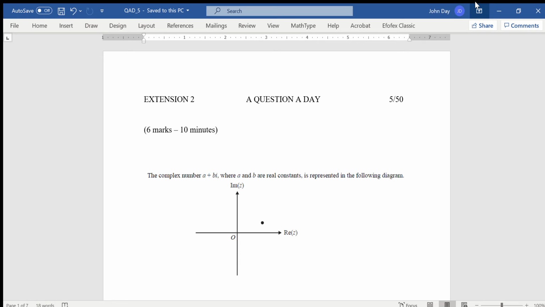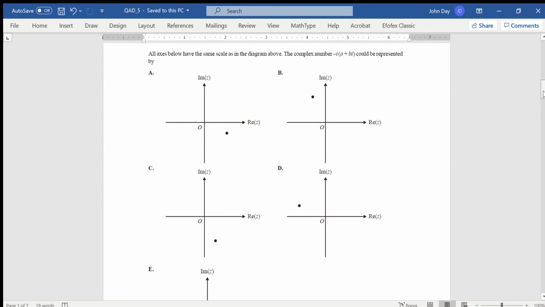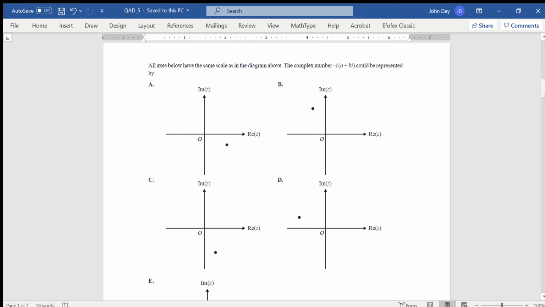It's day 5. We got some multiple choice questions for our questions of the day. So there's a complex number, a plus bi, plotted there. Okay, and what have we got to do? All the axes below have the same scale. The complex number minus i times a plus bi could be represented by which?